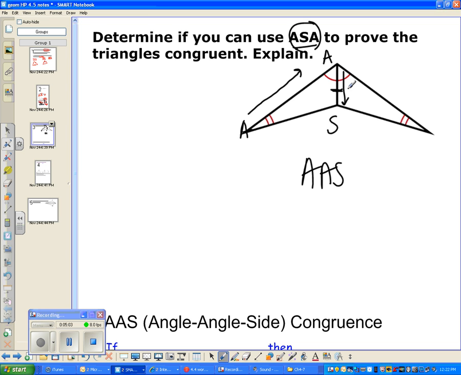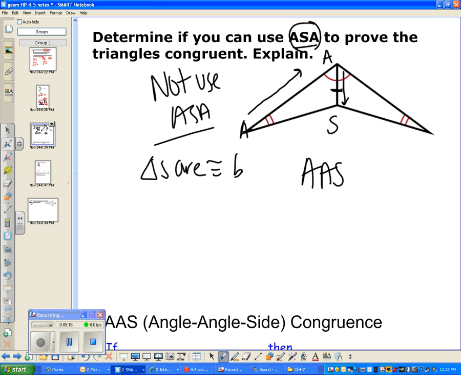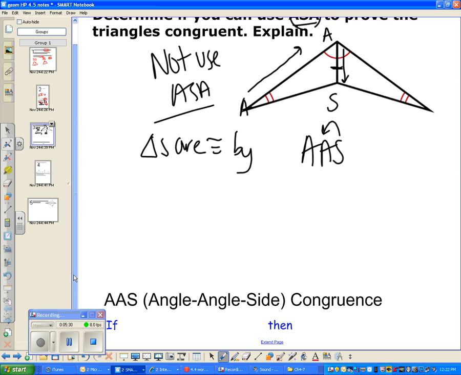This side is not included. So although I cannot use ASA to prove these triangles are congruent, these triangles still are congruent by our other shortcut called AAS. So an angle, angle, side, this side is not included. It's only touching one of the angles. So in angle, angle, side, I'm going to scroll down a little bit. In angle, angle, side, the side is not included.